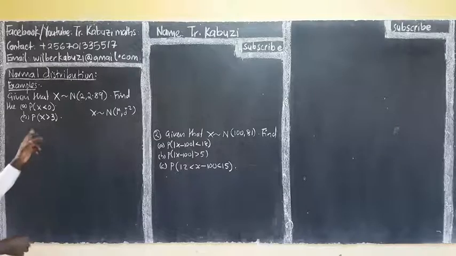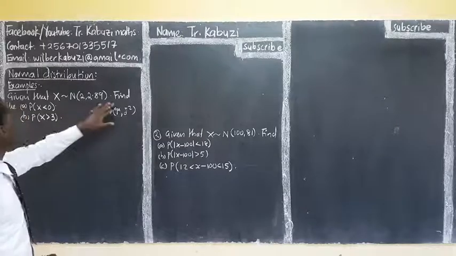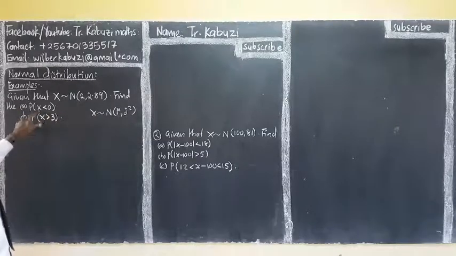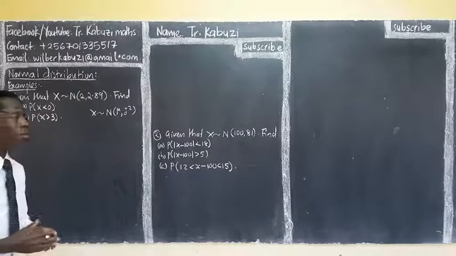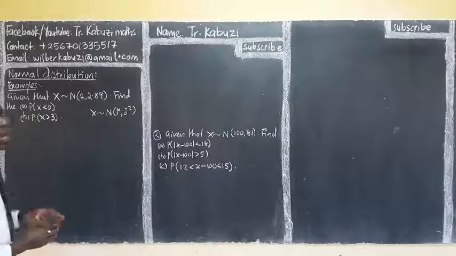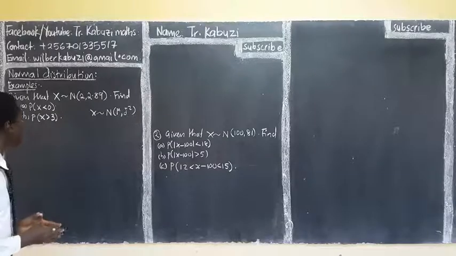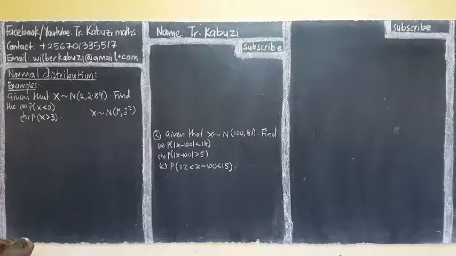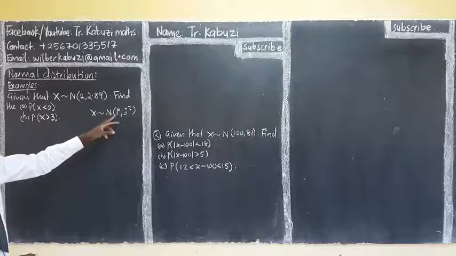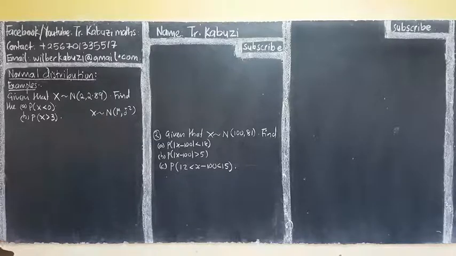So we are now told to find the probability of x. Now, if we are in a normal distribution, we always first standardize and convert it to z so that we can read its probability from the table. But before that, we always need to get the mu and then the variance. But how do we standardize? We always use the formula x minus mu over sigma.